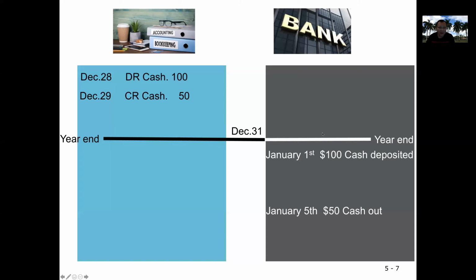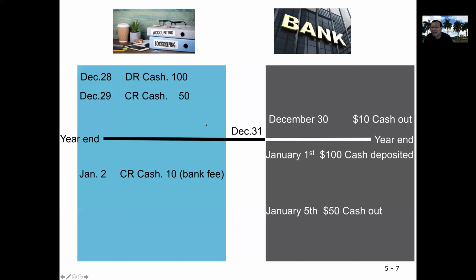Now, suppose on December 30th, there's an interest charge. So the bank charged this company interest on December 30th. That's like $10, suppose, for the monthly fee, okay? But guess what? Maybe the bookkeeper was not on the job, right? Maybe the bookkeeper was sick. So the bookkeeper did not check this bank statement transaction.